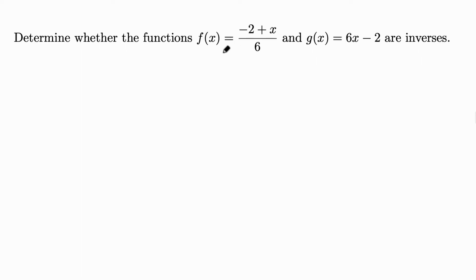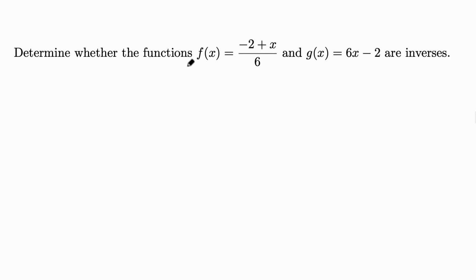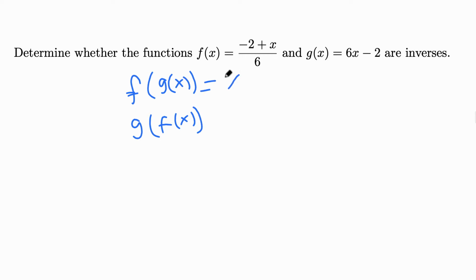Determine whether the functions f and g are inverses. So what we have to do is find this composition, f of g of x and g of f of x. If this is x and also this is x, then they are inverses. If one of them fails, then they are not inverses.